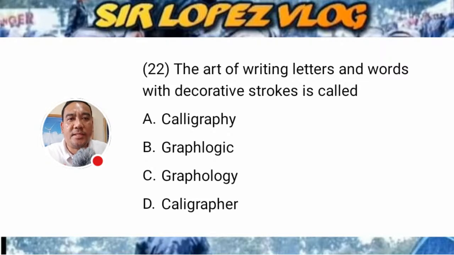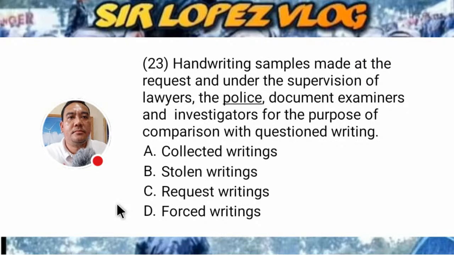Next is 23. Handwriting samples made at the request and under the supervision of lawyers, the police, the document examiners, and investigators for the purpose of comparison with questioned document. A. Collected writings. B. Stolen writings. C. Request writings. Or D. Forced writings.